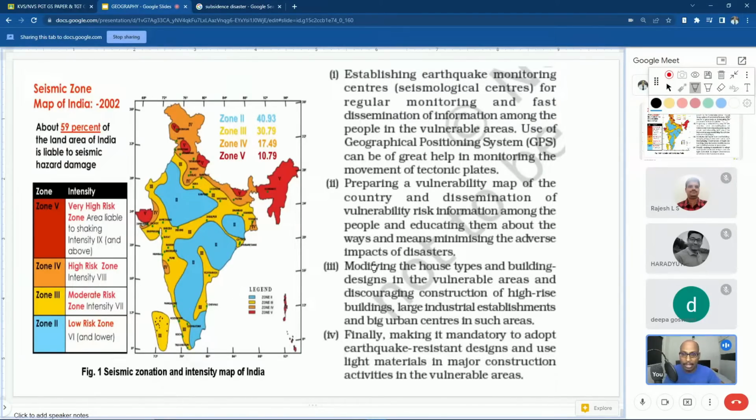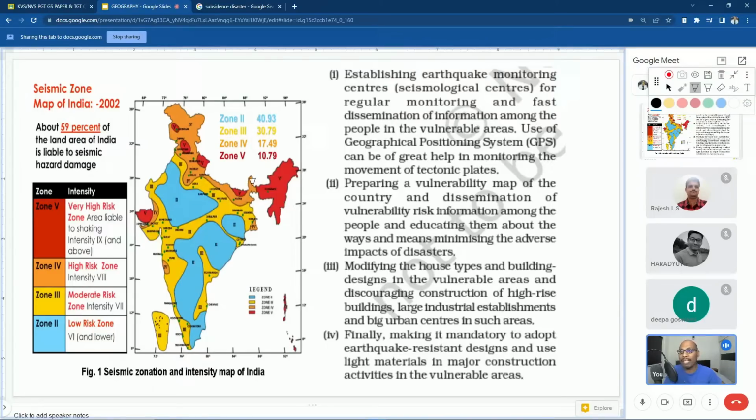Okay, so these 4 points are given on the screen. You can read and understand. Use of geographical positioning systems can be a great help in monitoring the movement of tectonic plates. So they use modern technology to identify the tectonic plate movement. Then preparing a vulnerability map of the country, disseminating vulnerability risk information among the people, and educating them about the ways and means of minimizing the adverse impact of disasters.